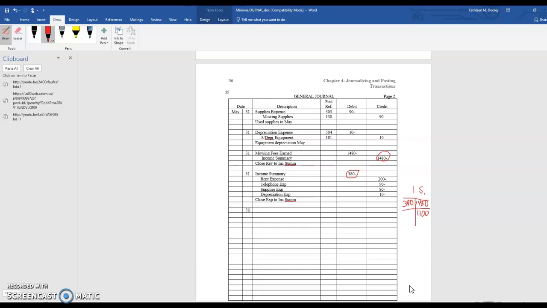So this is why it's important to do yourself a little T account so you can see exactly what kind of balance. With closing revenues, we know what we need to do. With closing expenses, we know they have a debit balance, so we know we have to credit them, etc. But in this situation, with income summary, it depends. If we had net income, we're going to have a credit balance in income summary. If we have a net loss, we're going to have a debit balance in income summary.